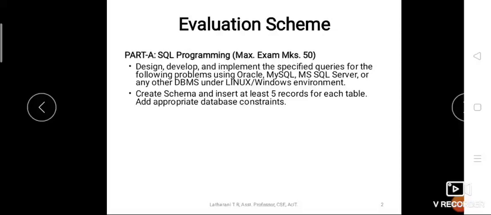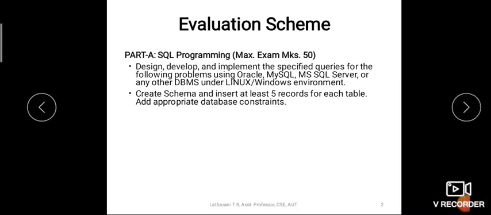Then the next thing is create schema and insert at least 5 records. What you need to do is create the given database and insert at least 5 records for each of the tables created, and add the appropriate database constraints. We'll see how you can do all these things. Okay, that is part A.